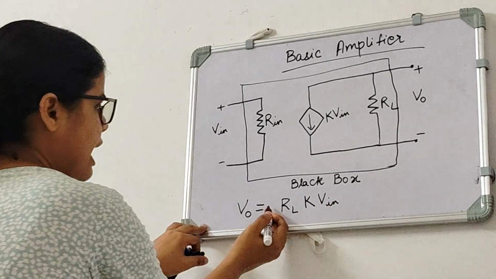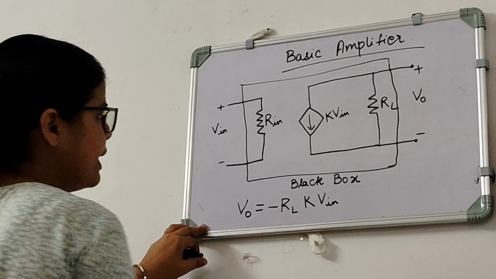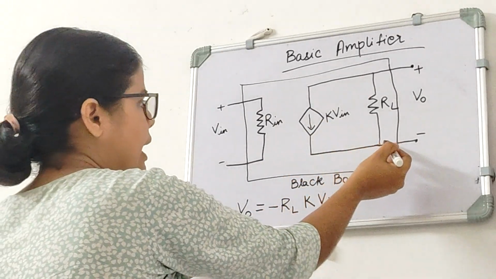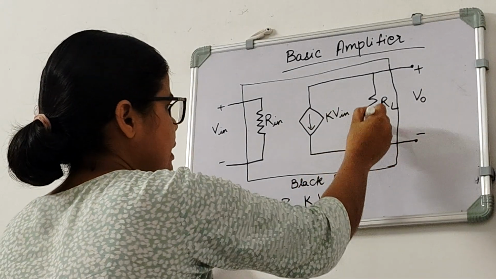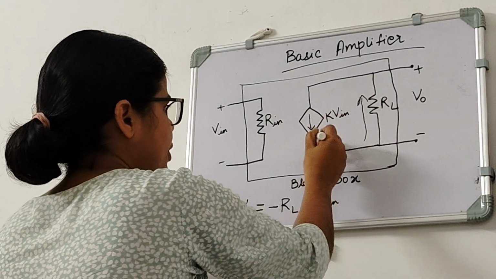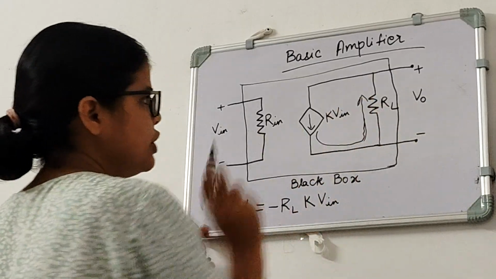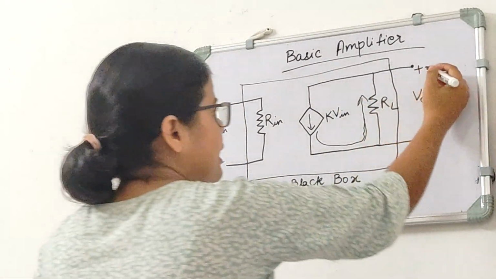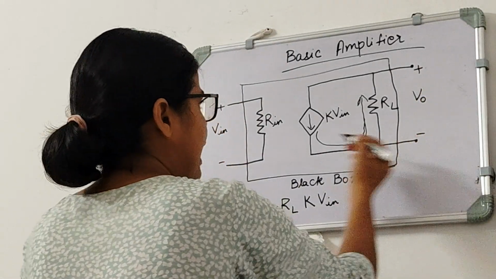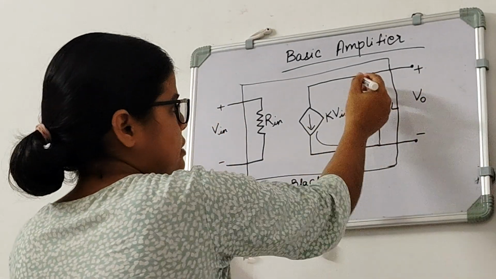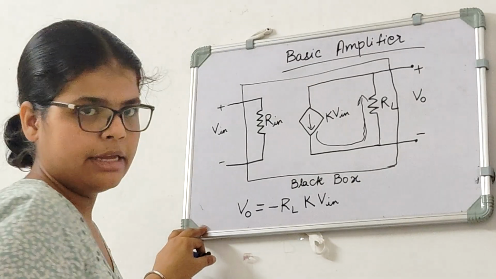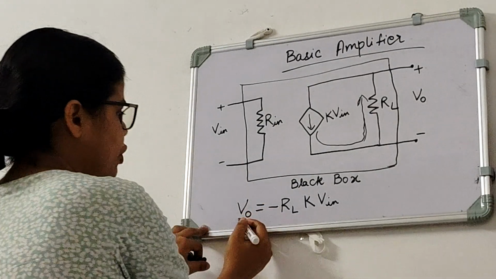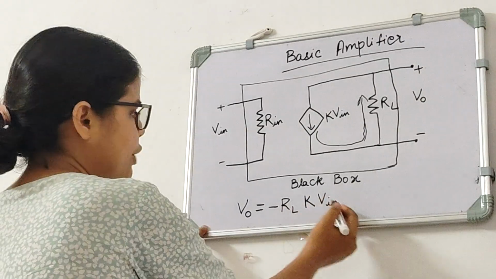But here we will have a negative sign. Why negative sign? Because this current is flowing in this direction, and then it will go like this in RL, coming from here to here. It will go in this direction, but our output voltage has the polarity here plus, here minus, and the current is flowing like this. So because of opposite polarity, we will have a negative sign here. Okay, so we can see that V naught equals to minus RL into K into V in.